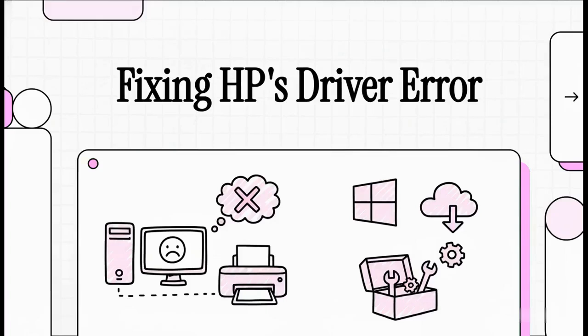Okay, so you need to print something important. You hit print and then nothing. Just some cryptic error message. We've all been there, and it is so frustrating. Today, we're going to fix one of the most common ones for HP printer owners on Windows. Let's get you back up and running.